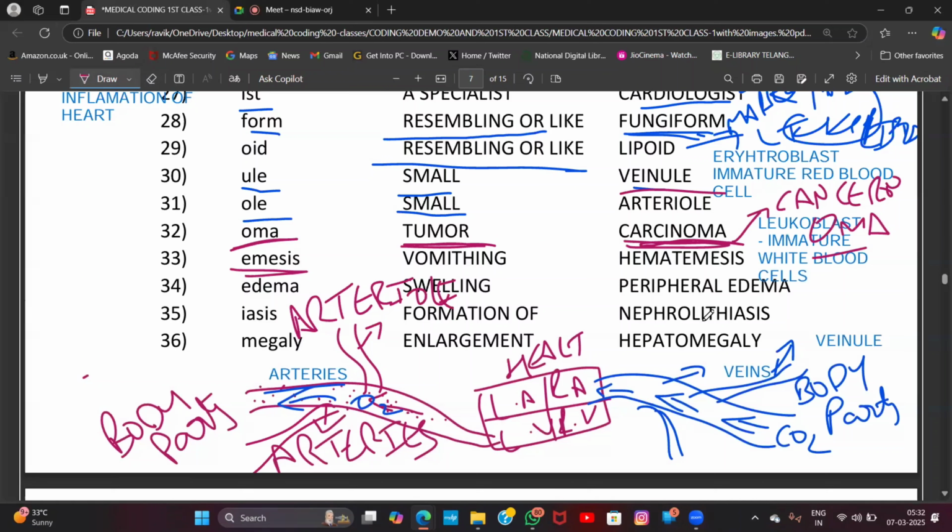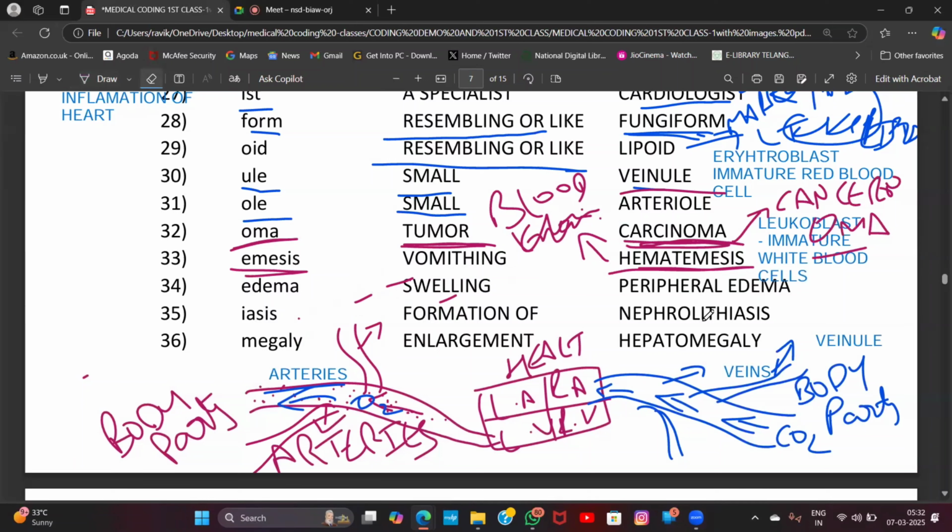Emesis. Emesis is nothing but vomiting. Hematemesis. Hemato means blood. Blood vomiting is called hematemesis. Edema. Edema is nothing but swelling.